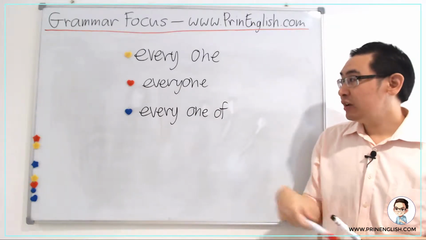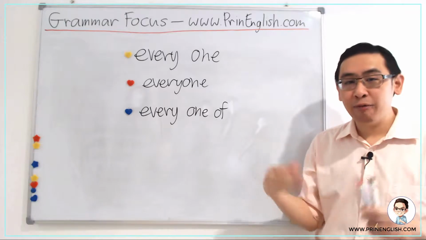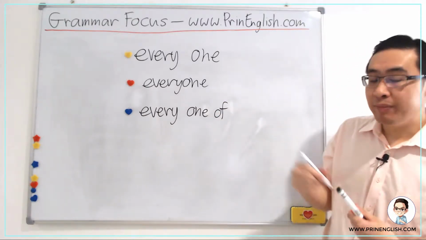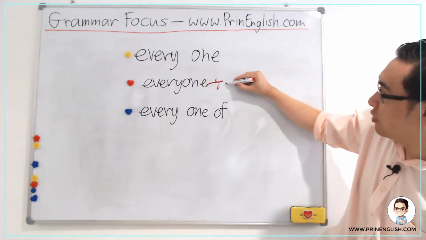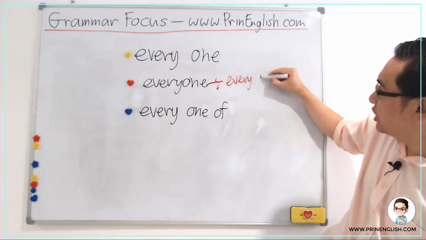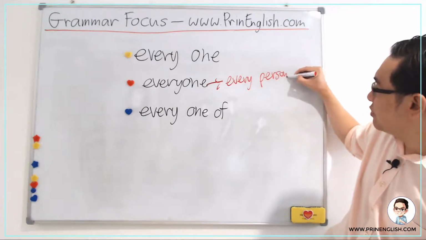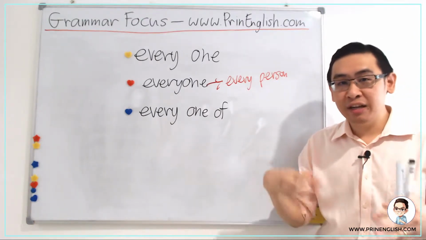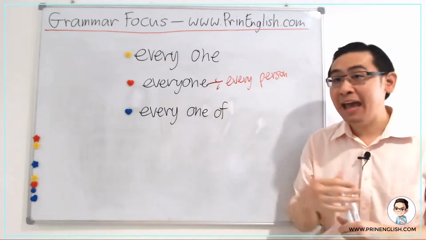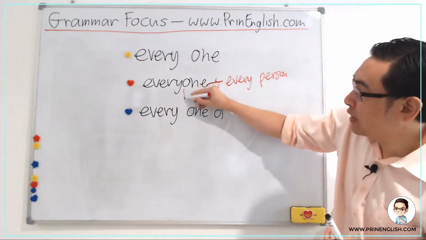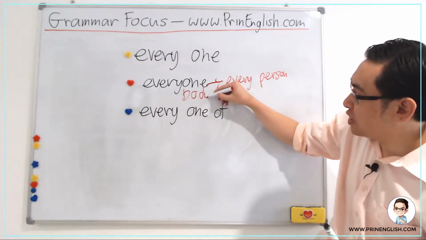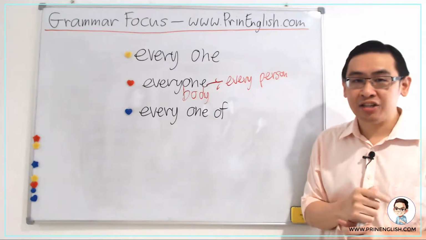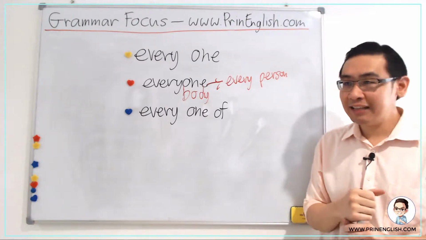Now, let's look at the middle one, everyone. I think everyone will be familiar with this word because it means every person, okay? So, every person, which means anytime you would like to talk about every person, maybe in a room, in a group or something, we just use everyone, or you can also use everybody. But for this video, we will be focusing on everyone, okay? But these two words are actually the same, they have the same meaning, alright?